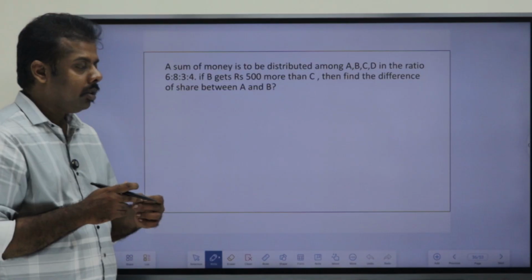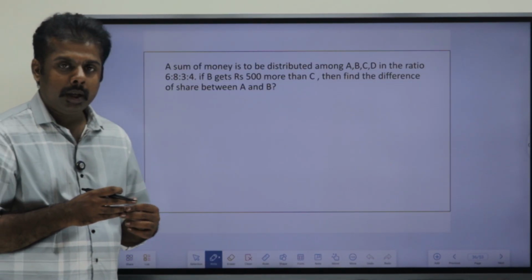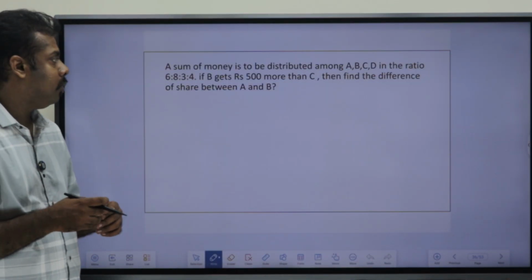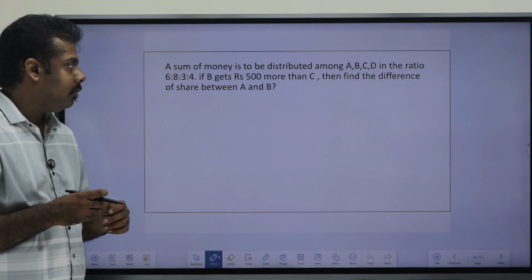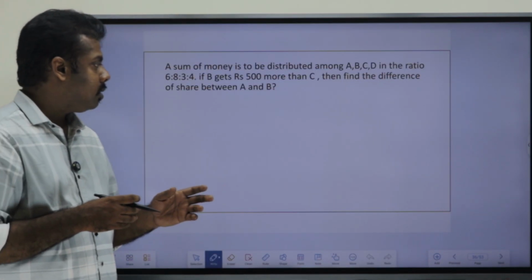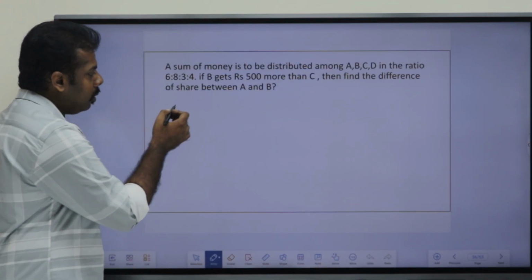Now the next question, if you just read it: a sum of money is to be distributed among A, B, C, D in the ratio of 6 is to 8 is to 3 is to 4. They have given a condition that if B gets 500 more than C, then the difference of share between A and B is what they have asked.